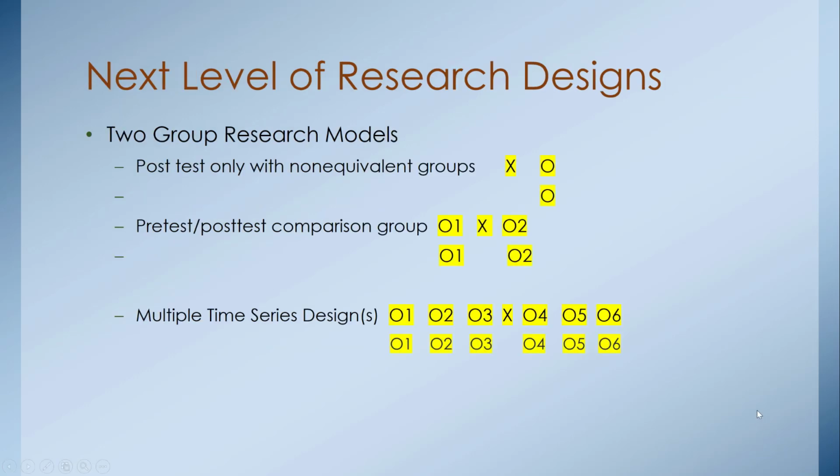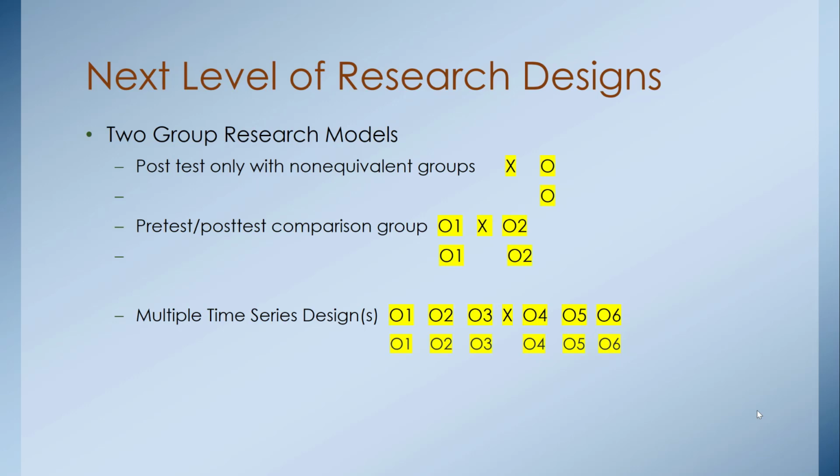The next level of research designs are two group research models. And what I have here in this slide that are highlighted is representations of what that might look like if you see that in a published article. The X's mean the intervention, O's mean the observation.